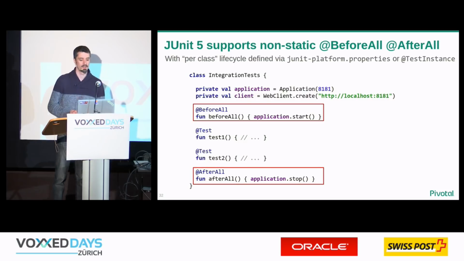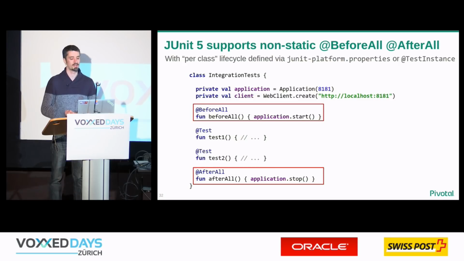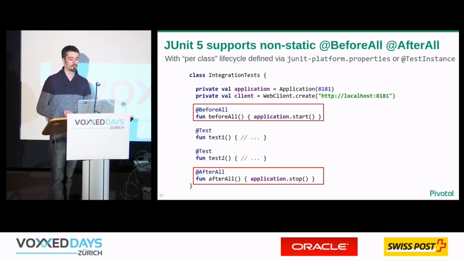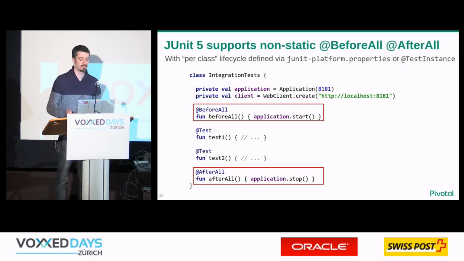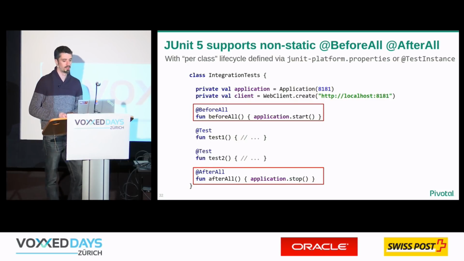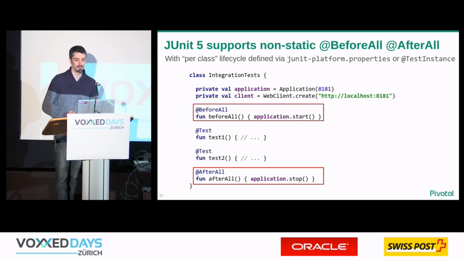So by using JUnit 5 and enabling the per class lifecycle, which allows instantiating a class just one time and then running multiple tests, you can use non-static before all and after all annotated methods, and that's a pretty good fit with Kotlin. That's a similar feature to what TestNG has had for years. So feel free to use that and to configure the per class lifecycle with JUnit 5 and Kotlin.